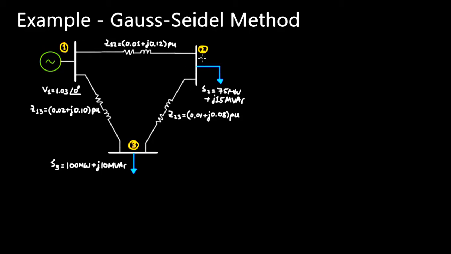And so what we want to do for this example is we want to calculate the voltage at bus 2, the voltage at bus 3, the net power at bus 1, and the power that flows from bus 1 to bus 2, from bus 2 to bus 3, bus 1 to bus 3, and the power losses in the transmission lines.